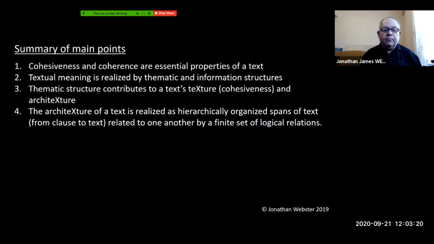Summary of main points: cohesiveness and coherence are essential properties of the text. They're not the same. When we talk about coherence, I like to apply it to the rhetorical structure, the logical structure of the text as a whole. Textual meaning is realized by thematic and information structures, and this is related to that intra-sentence texture. Thematic structure contributes to a text's texture, its cohesiveness, and architecture.